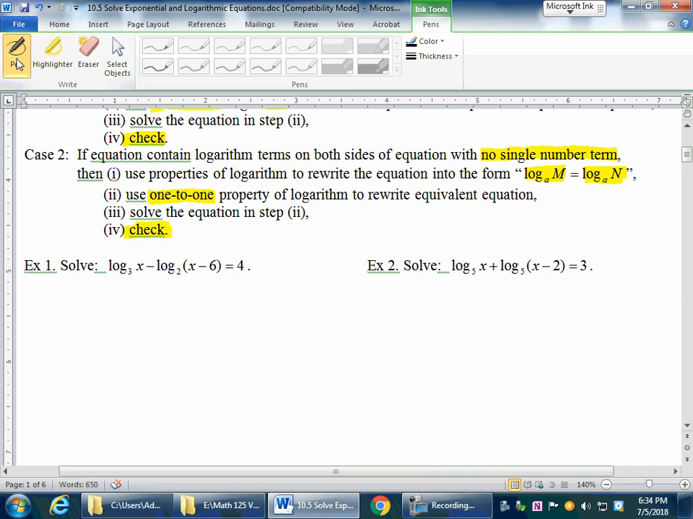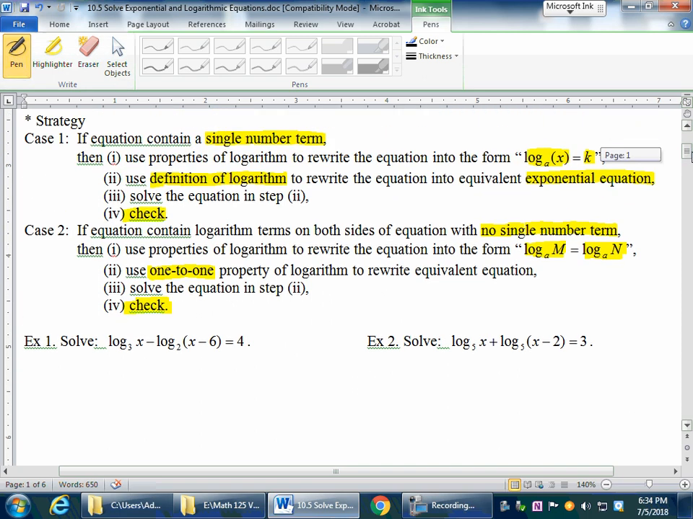So let's take a look at the first example. In the first example, I found that there is a single number term. So that gives you a hint right away that I can use the definition, meaning I can rewrite it into an equivalent exponential equation form. But first, I have to have a number on one side and a single logarithm term on the other side. So I'm going to try to condense the left-hand side.